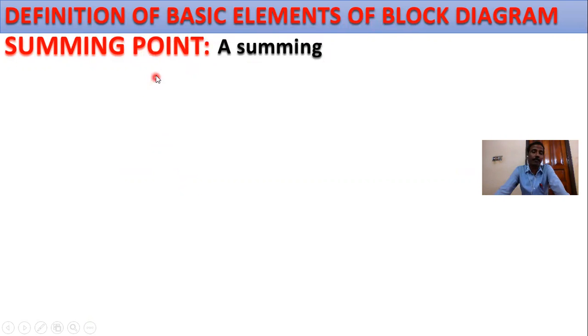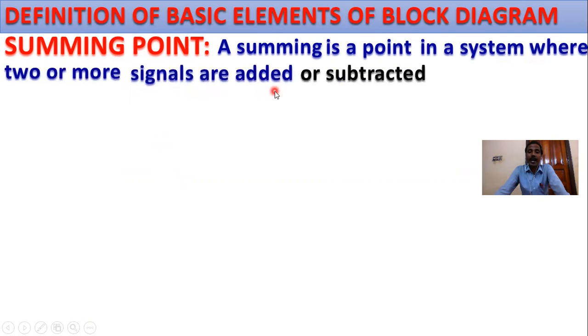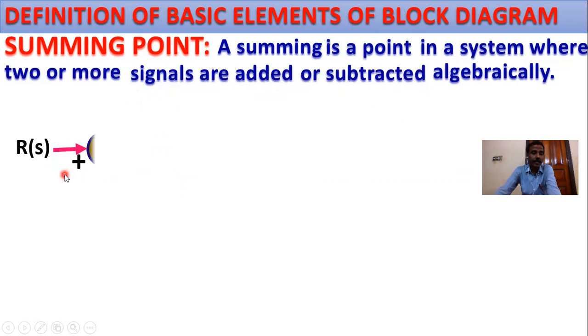Definition of basic elements of the block diagram. First point, summing point. So what is the summing point? A summing point is a point in a system where two or more signals are added or subtracted algebraically. This is a very important part in control systems. Suppose R of S is one signal, this is positive, and this is the summing point with cross. For R of S alone, the output C of S equals R of S, because without loss, the output C of S equals R of S.